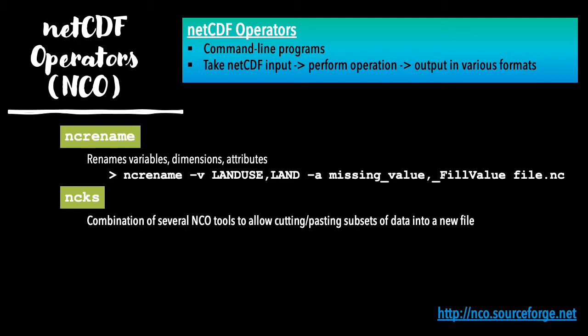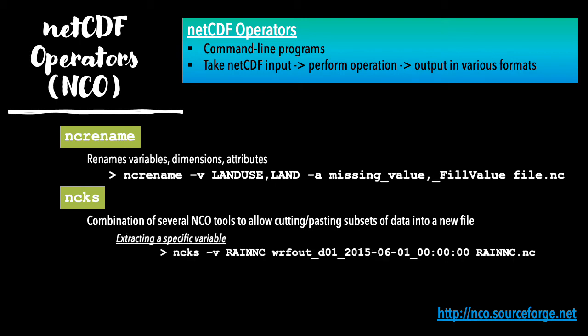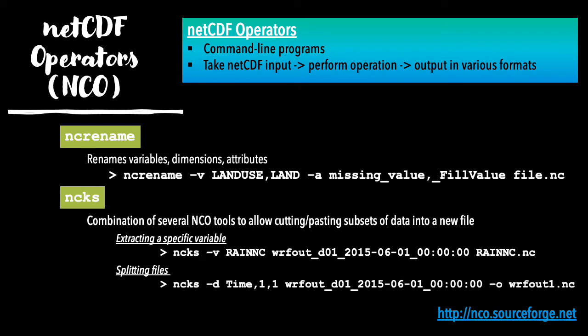For example, you can extract a specific variable. Here we are pulling the RAINNC variable out of the WRF Out history file and putting it into its own file called rainnc.nc. You can also split files. If we had a single WRF Out file that included 12 hours worth of output data, but we wanted to only look at a single time, we could split a file like this, asking for time 1-to-1 from the WRF Out file, and then put it into a separate file called wrfout1.nc. And of course, these output file names can be anything you like as long as they have the .nc at the end.